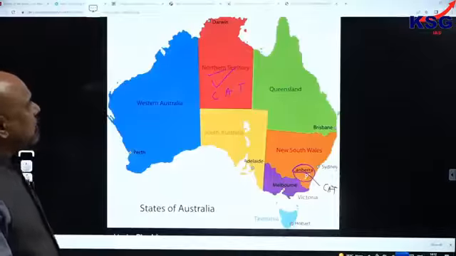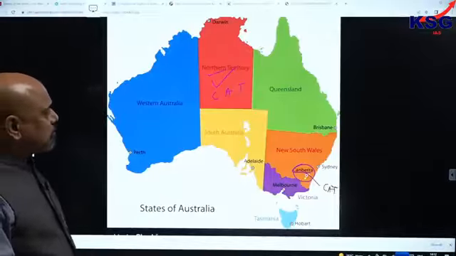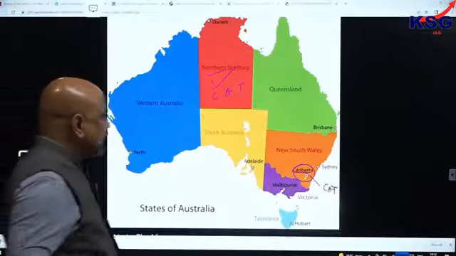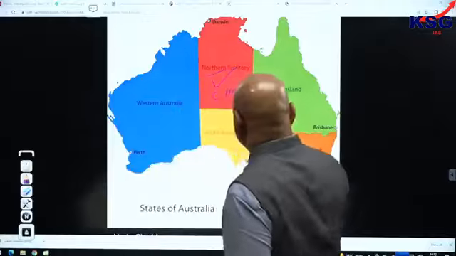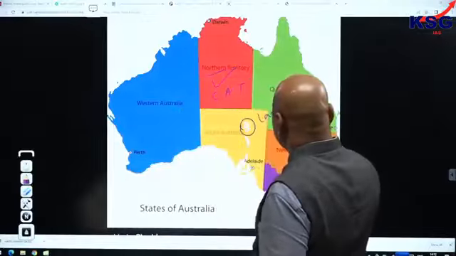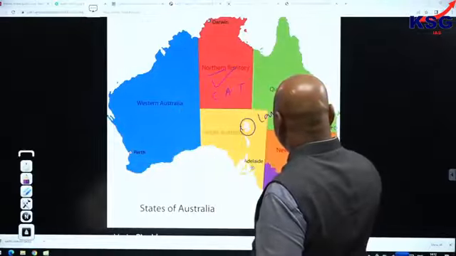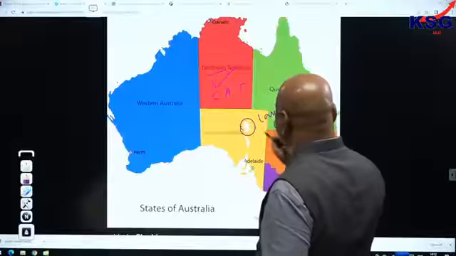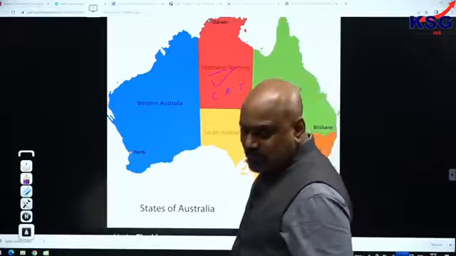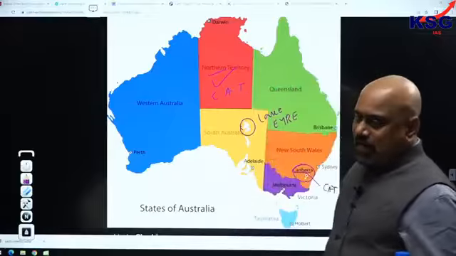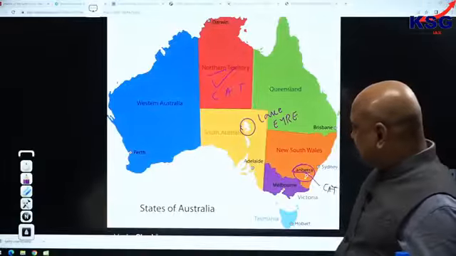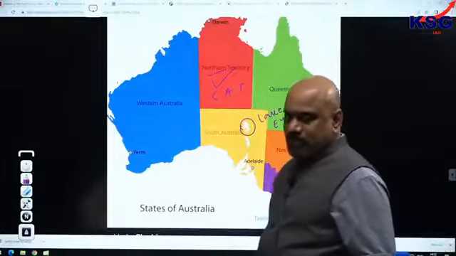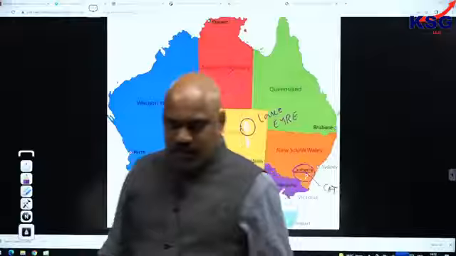Okay. So, this is the map of Australia I have shown you. This is Lake Eyre. Lake Eyre is the largest lake in Australia.